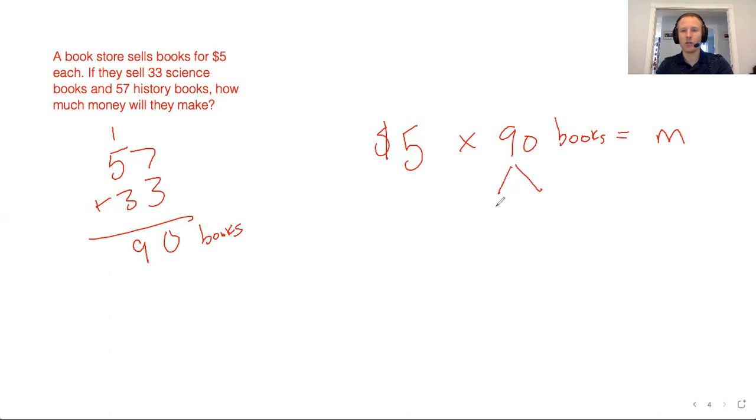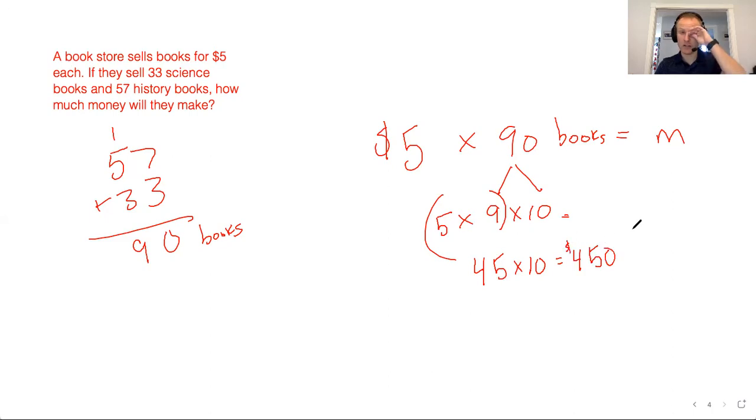90 is composed of 9 times 10. That's one way to think of it. And we're going to multiply all of that by 5. I'm going to shift my parentheses around the 9 times 5. 9 times 5 is 45. And again, we're still multiplying that by 10. 45 times 10 is 450, and the answer is going to be in dollars.